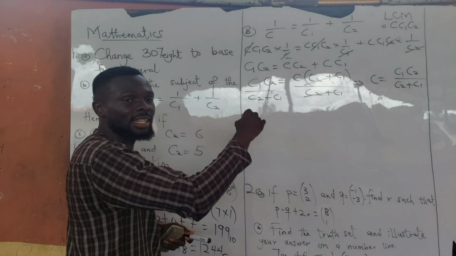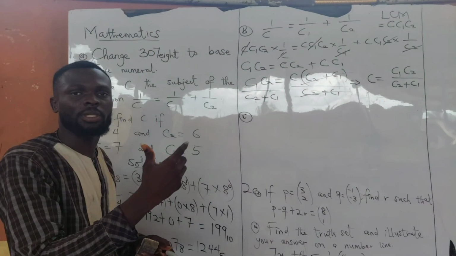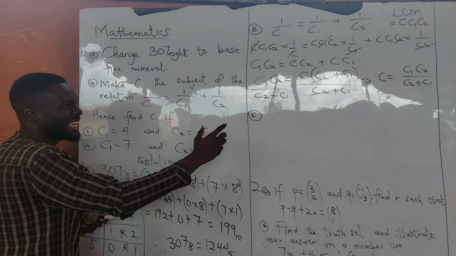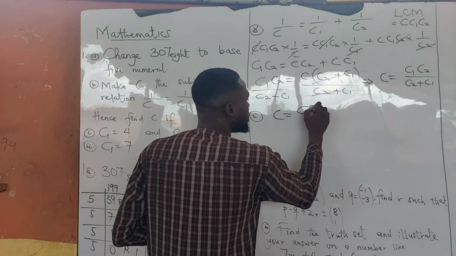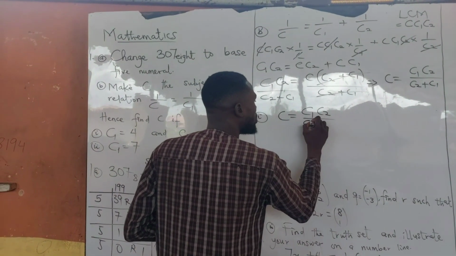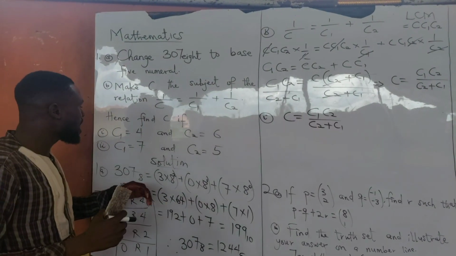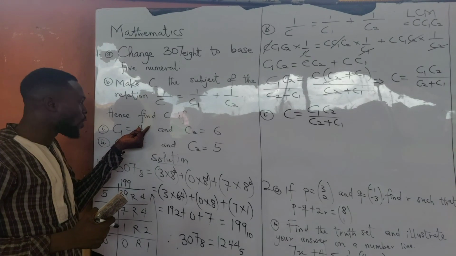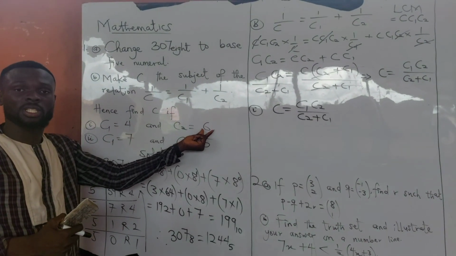Now with this one, substitution comes in. That is under change of subject and substitution. Now the meaning of this is that in the expression that you have, C is equal to C1 C2, all over C2 plus C1. What it means is that wherever you are seeing C1, substitute it with 4. And wherever you are seeing C2, substitute it with 6.